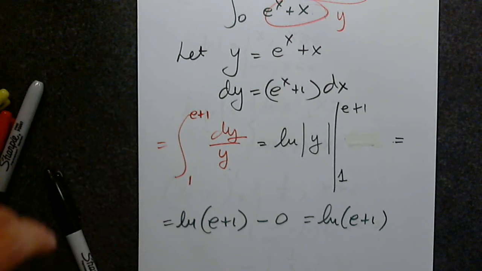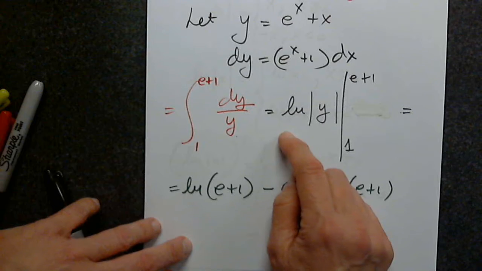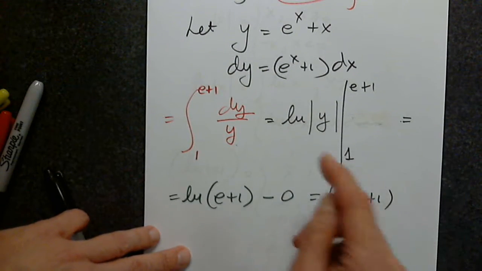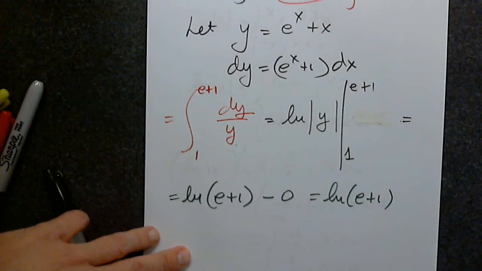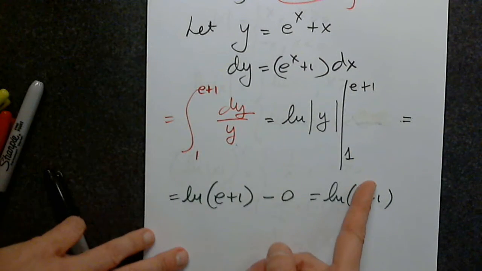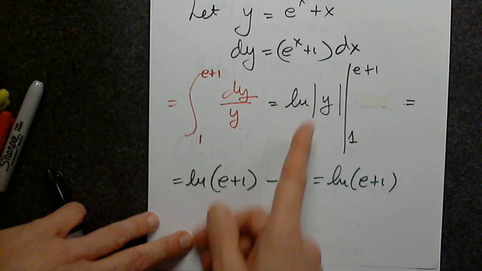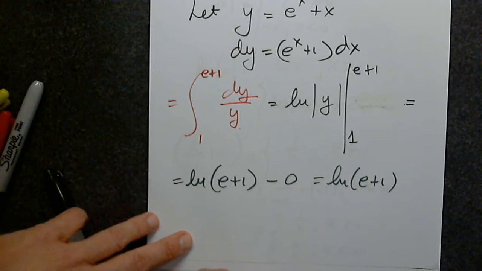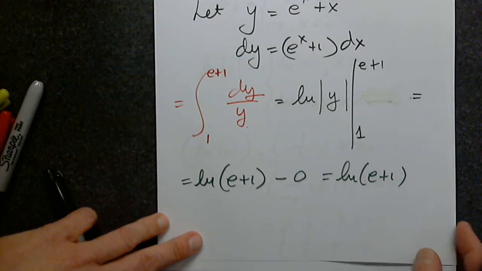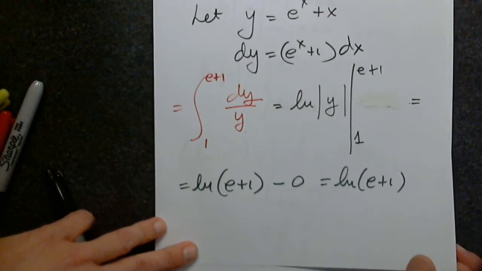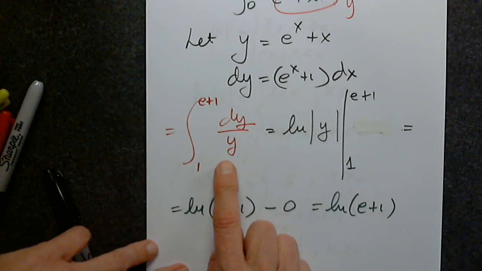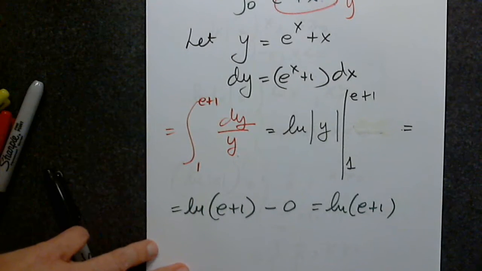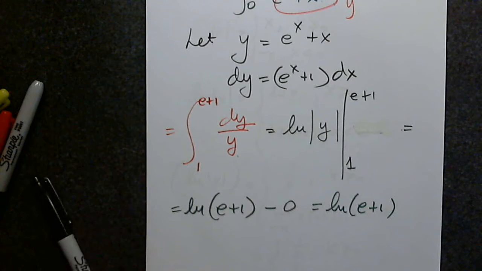So where did the minus 0 come from? The fundamental theorem of calculus part 2 says natural log of this minus natural log of this: F of the upper minus F of the lower. But F of the lower is 0. Why was it e to the x plus x? I don't care. It's gone. This is my new integral with new limits of integration. What I had before, I don't care.